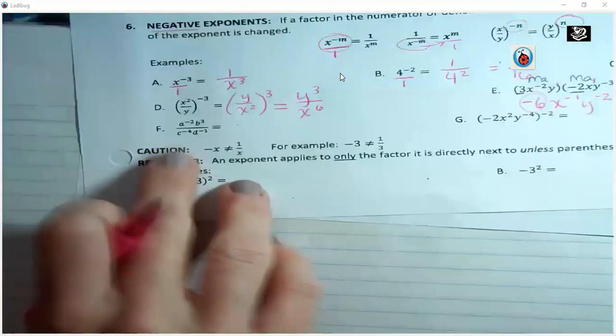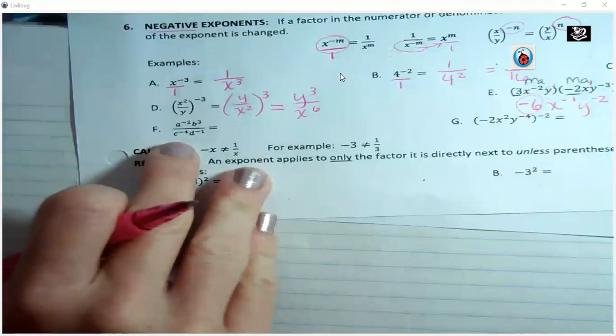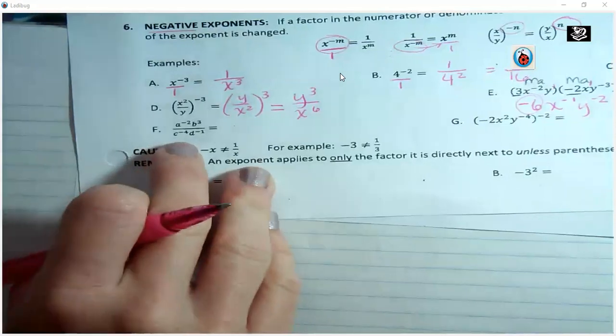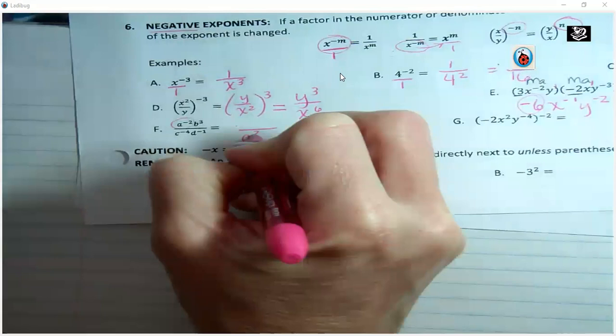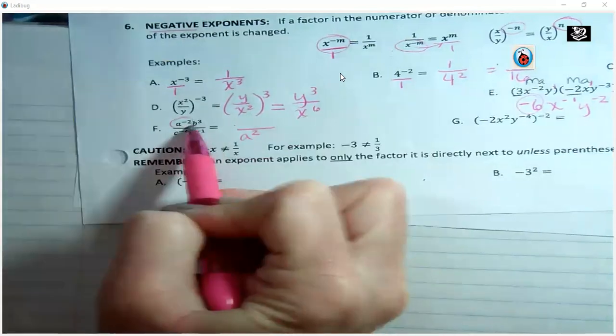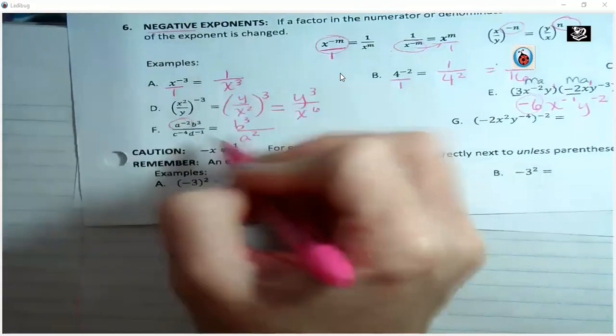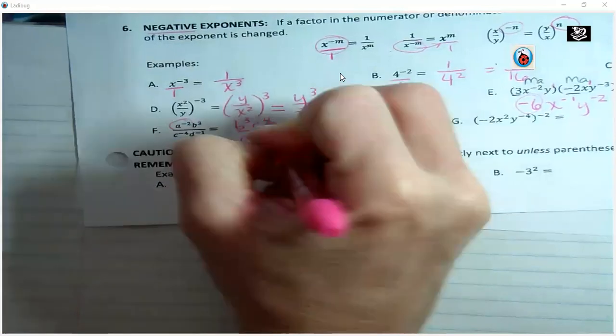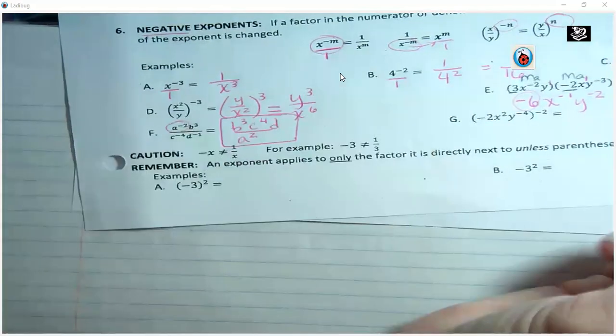All right, on F, there's nothing to multiply, divide, distribute first, so we can go ahead and flip things, move it around. A needs to move to the denominator. B stays because B has a positive exponent. B stays. C moves to the numerator. And D moves to the numerator. Okay, you just move them around.